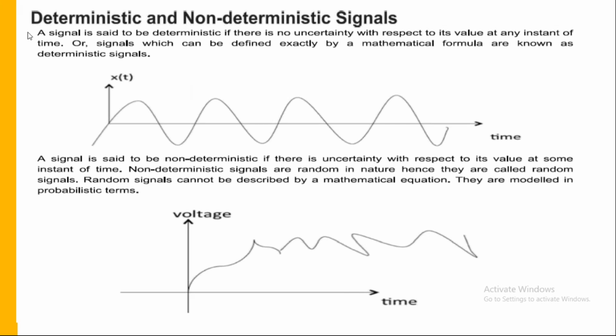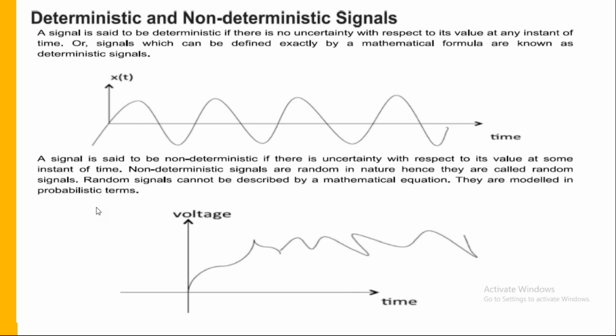Now see the definition. A signal is said to be deterministic if there is no uncertainty with respect to its value at any instant of time, or signals which can be defined exactly by a mathematical formula are known as deterministic signals. Try to understand. Any signal which you can represent in a known fashion or by a mathematical equation can be called a deterministic signal. Then the next one, non-deterministic signal.